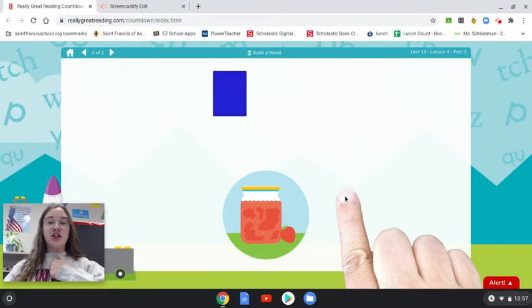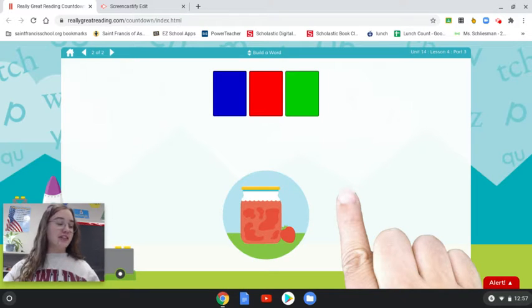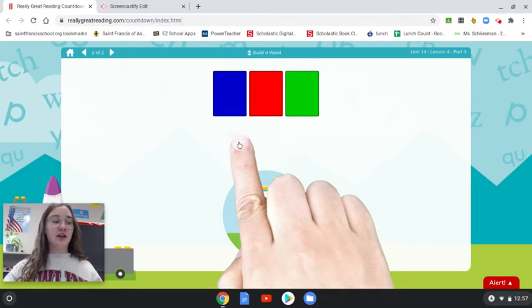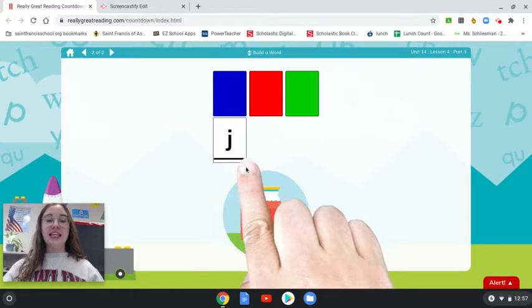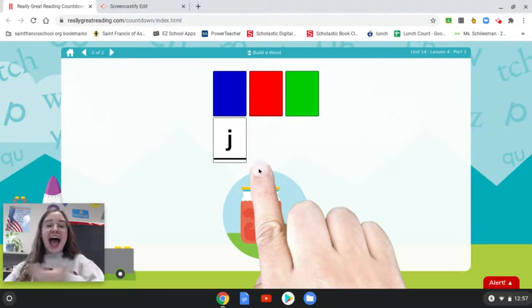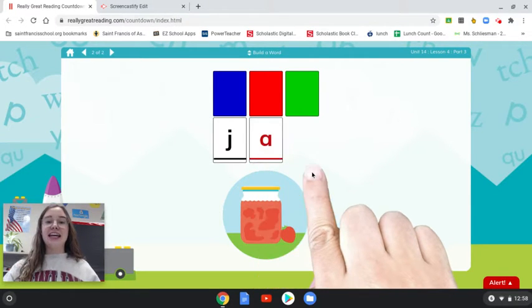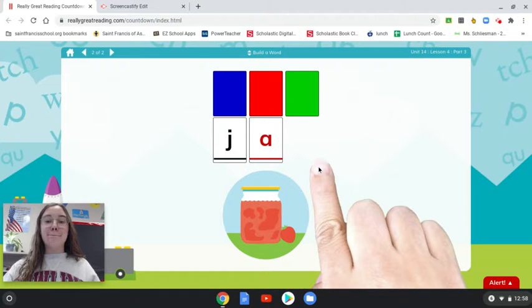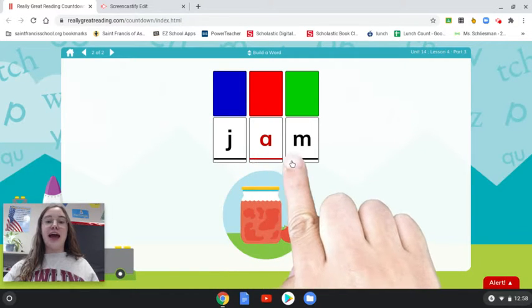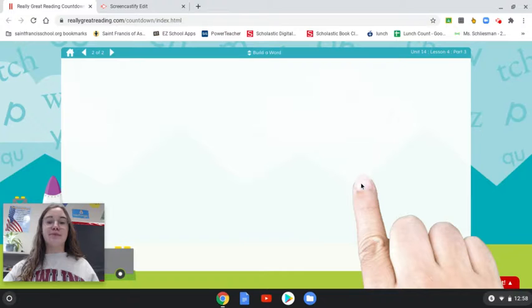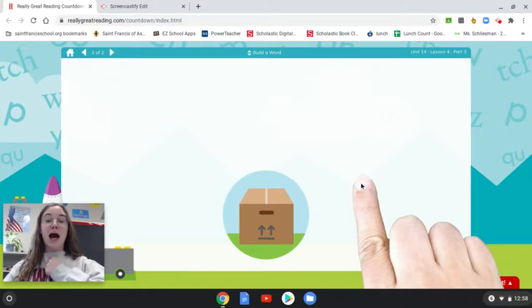Jam. J, m. Jam. The first sound I heard was J. What letter do I need? J. The next sound I heard was A. What letter do we need? A. The last sound I heard was M. What letter do we need? M. J, m. Jam. Next word is box.